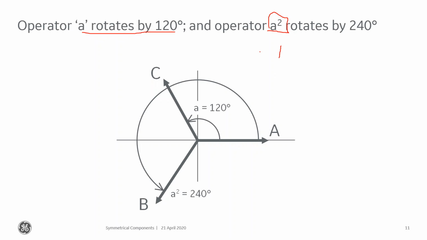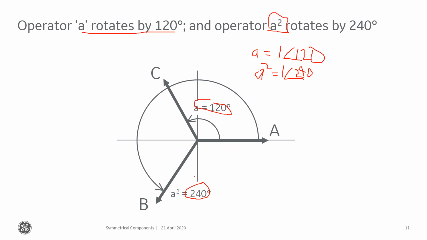So if we were to look at this, A equals 1 per unit at 120 degrees, right? And then A squared equals 1 at 240, right? So basically, we're going to take our quantities and multiply them by either A or A squared. And what that's going to do for us is shift the angles of those quantities, since we're multiplying by 1 per unit. It's going to shift it by either 120 degrees or 240 degrees.